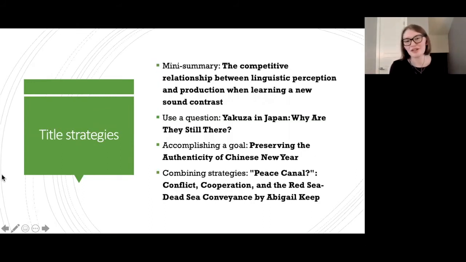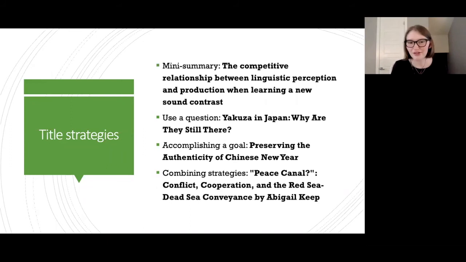So the mini summary, this is in fact the title that we used for our poster that won the Humanities Award last year, is doing a mini summary. We use the mini summary strategy for naming our abstract. You can also use a question. So a great example is Yuzuka in Japan. Why are they still there?